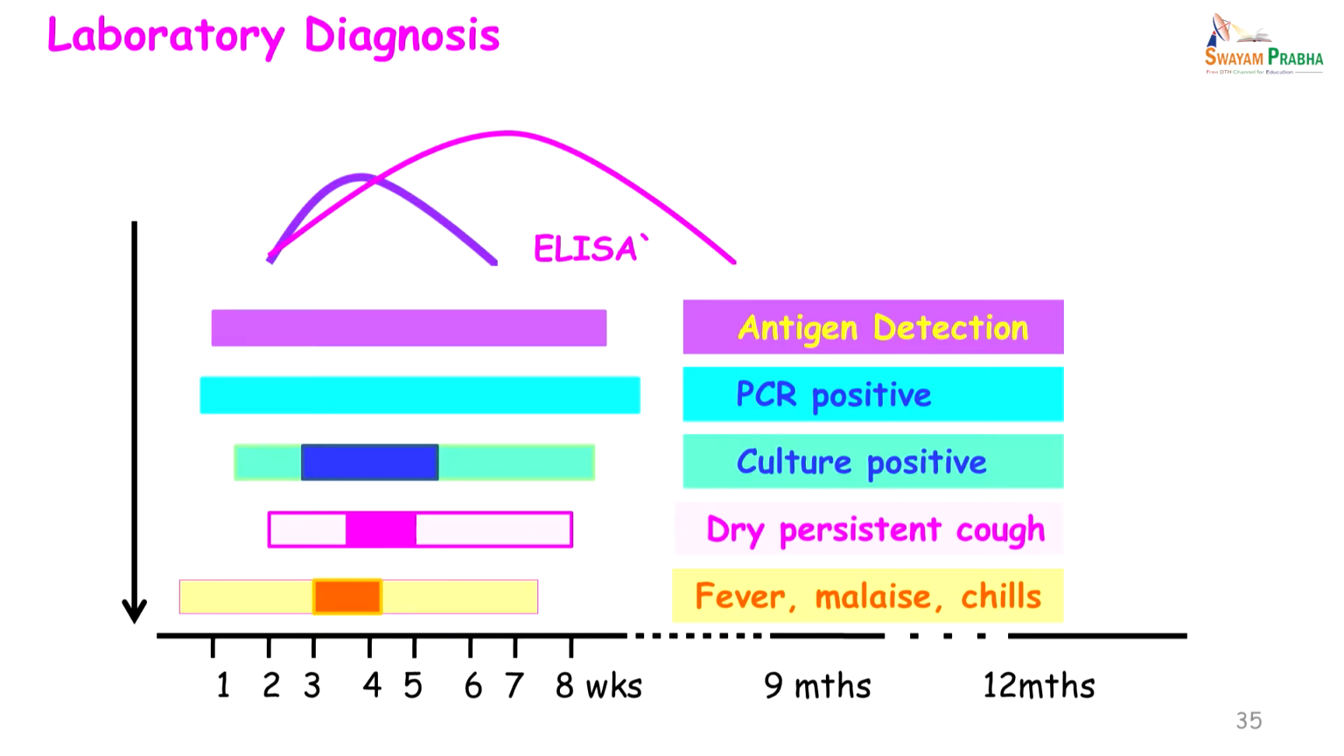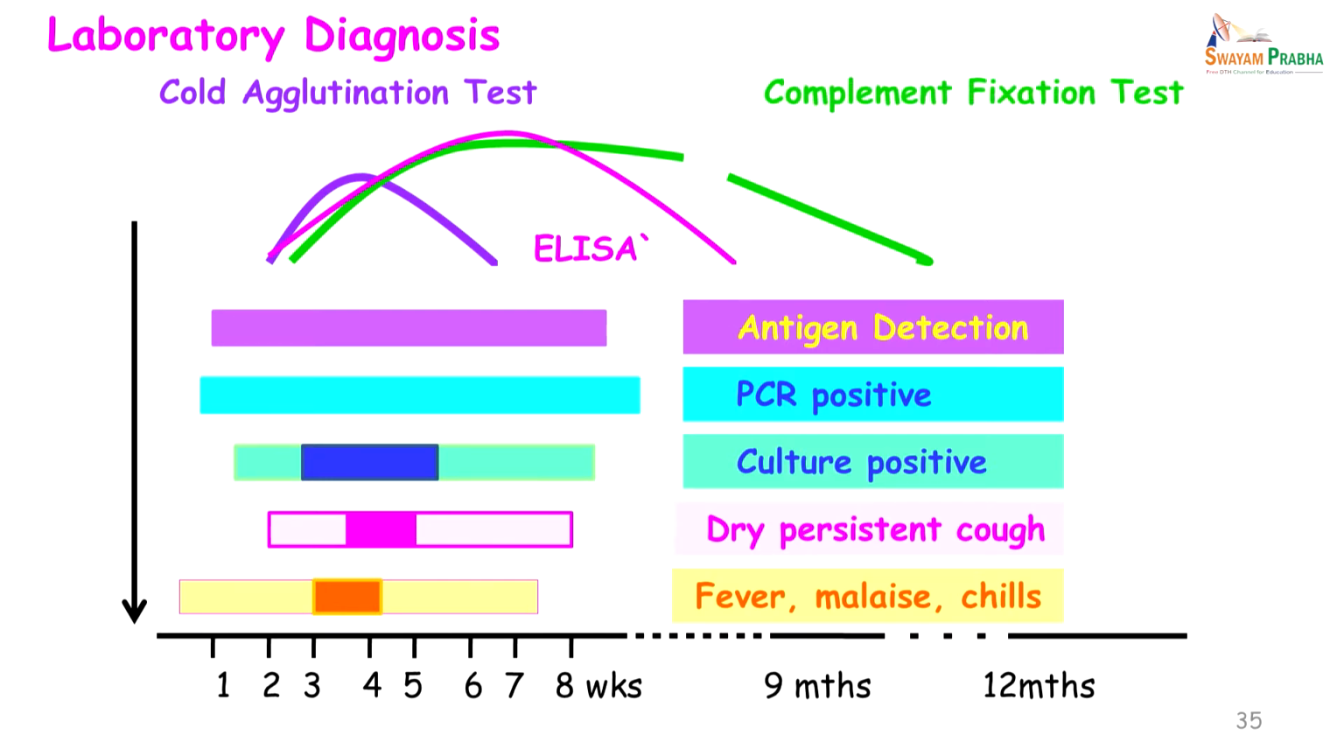Coming to the cold agglutination test, here again the antibodies will start rising in the second week, peak somewhere in the 3rd to 4th week, but drop more rapidly by about the 7th week. The complement fixation test shows a rise in antibody titer again from the second week, but the maximum levels are found in week 5 to 7. These antibodies persist in the serum for almost 12 months.